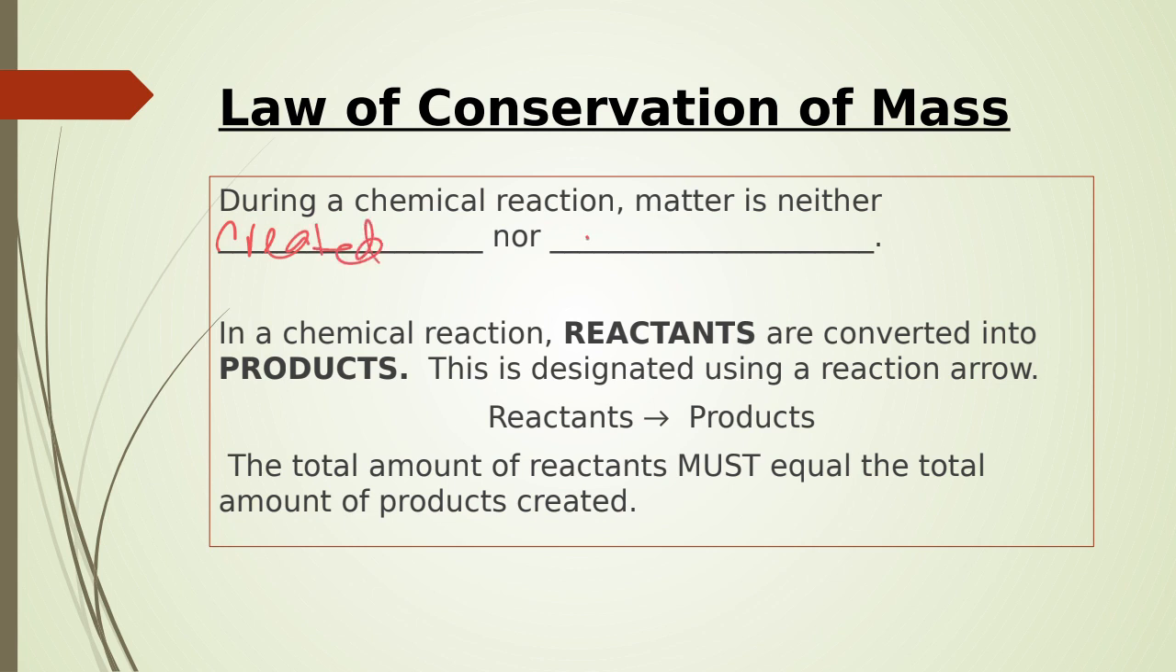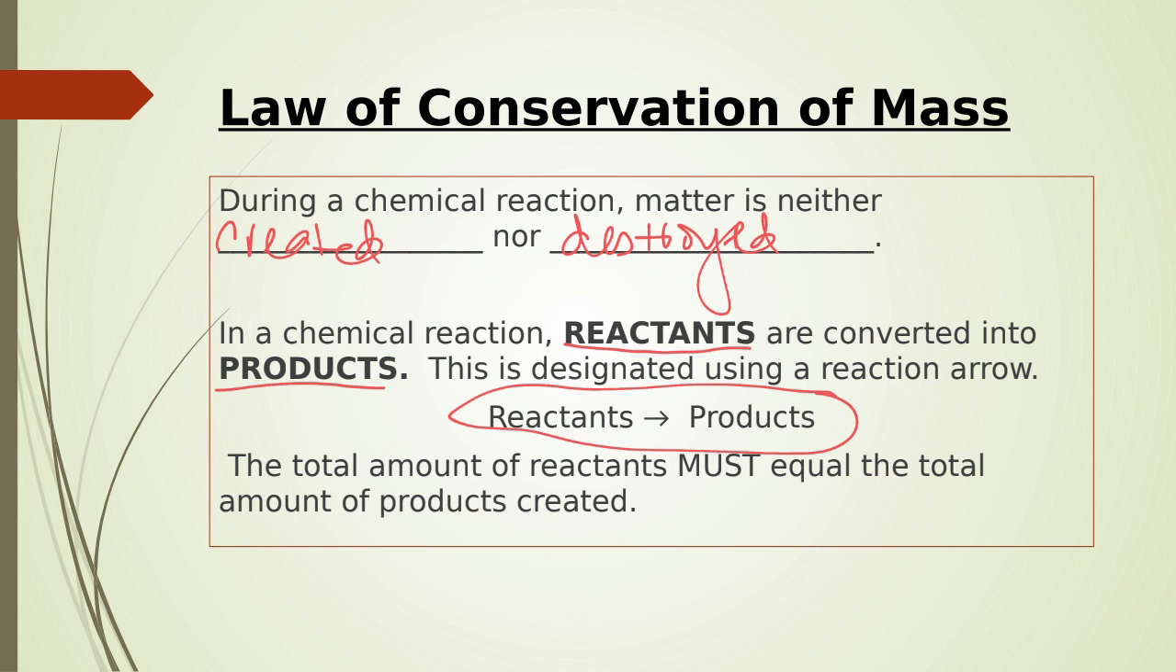So all that means is that when we carry out a chemical reaction or a chemical change, the atoms of our compounds or our molecules or our elements are just simply rearranged from start to finish. We do not lose any and we don't gain any in the process. So in a chemical reaction, we have reactants and we have products. And the reactants are converted into products in some way.